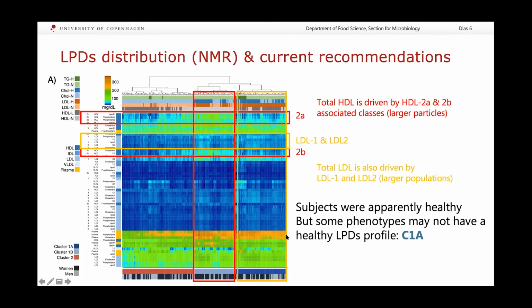So even though we have subjects that are apparently healthy in this cohort that we have recruited, you can still see that maybe there are some phenotypes that may not have a very healthy lipoprotein profile according to what the literature says. And this is the case of the cluster here, C1A.